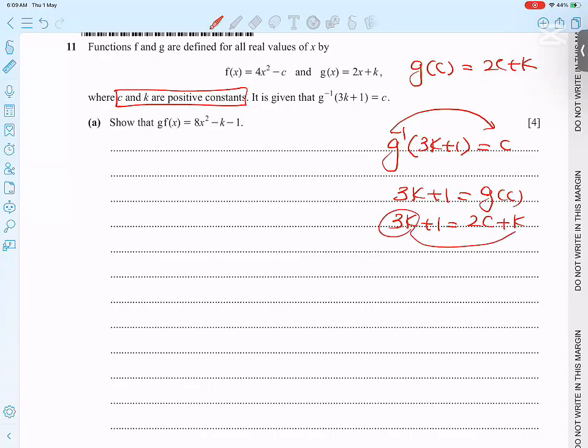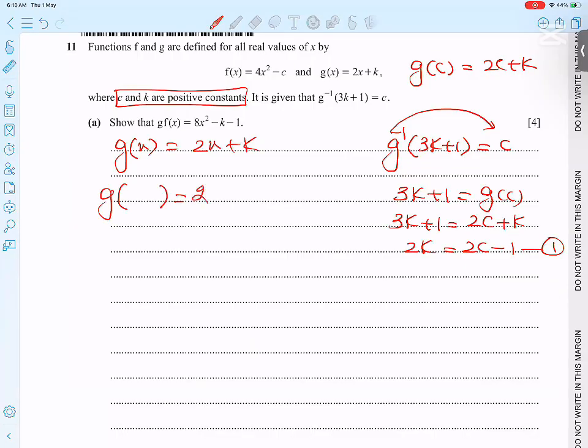So I got it to the other side. So you get 2K is equal to 2C minus 1. So I got this connection. I'm leaving it here. And now let's talk about this one. What is G f of x? It means put the f function in G. So first of all, I'm copying the G function, which is 2x plus k. Both sides empty spaces.